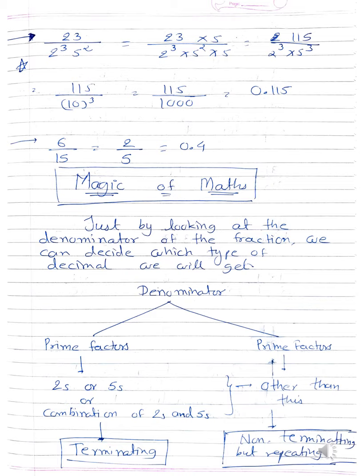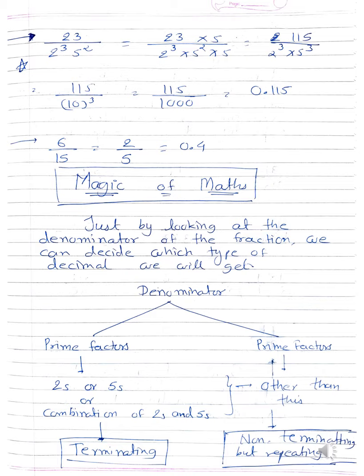Now let's have some special cases. The fraction given is 23 upon 2 cube into 5 square. How to convert this type of bigger numbers into decimal form? Listen carefully to what we are going to do. In the denominator, it is 2 cube into 5 square. So I want to get 2 cube into 5 cube in the denominator to get 10 cube there. So one extra 5 is needed, so I'm multiplying by 5 in the numerator as well as in the denominator.